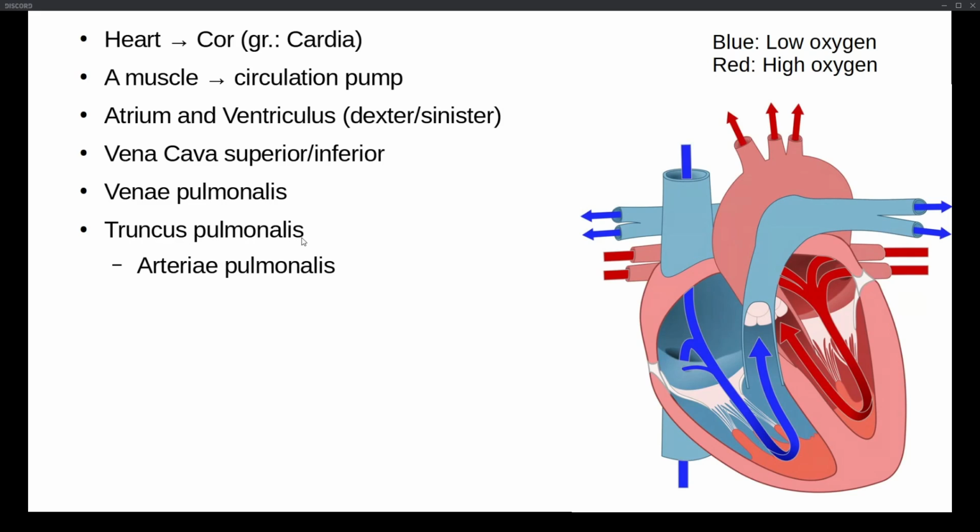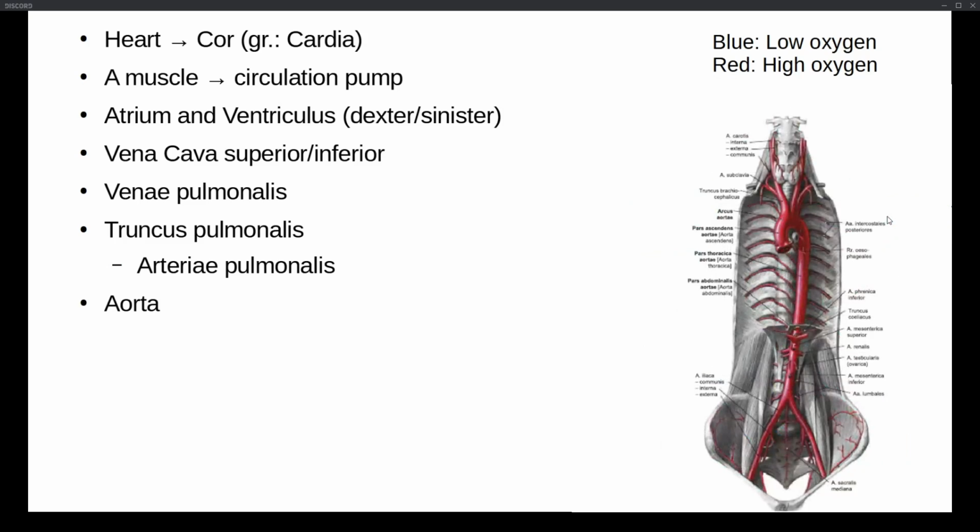The truncus pulmonalis, basically, is an artery and will be called the arteriae pulmonales later on, once it splits. It is painted blue because it carries low-oxygen blood towards the lung, and since it carries blood away from the heart, it's an artery. And finally, we have the aorta.